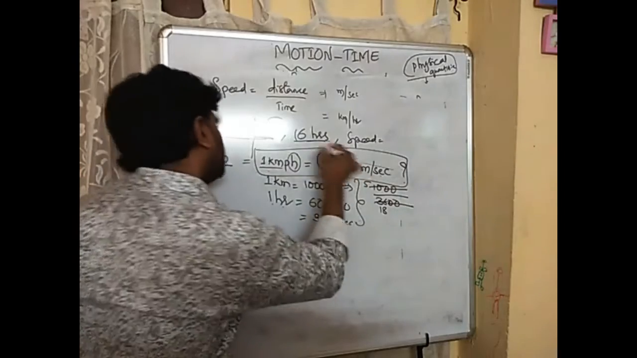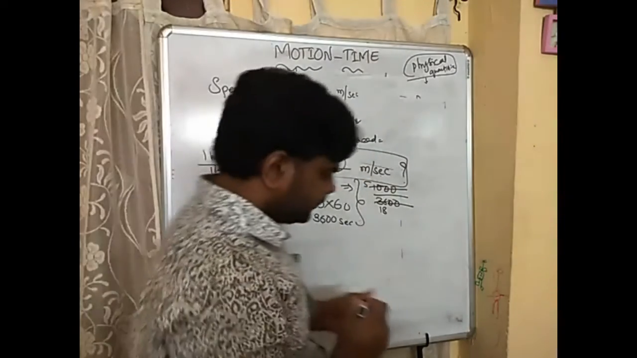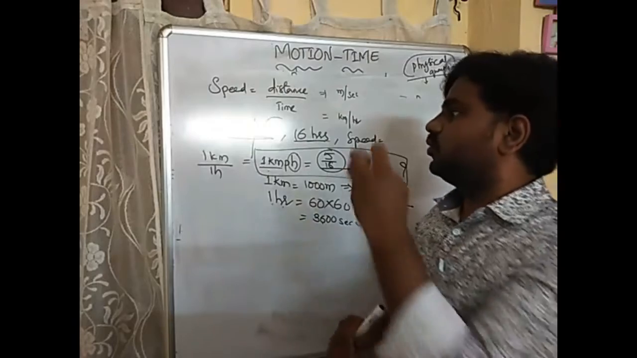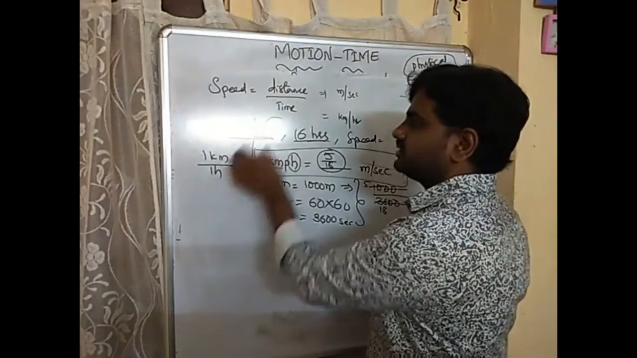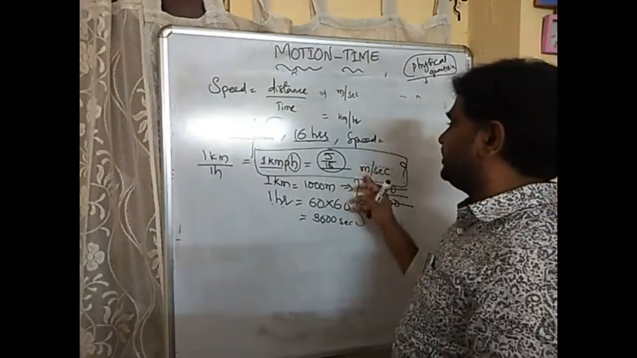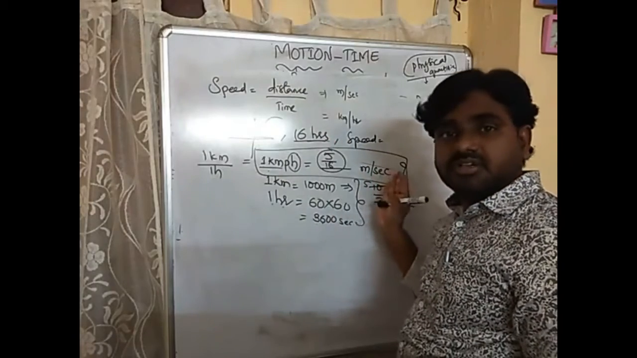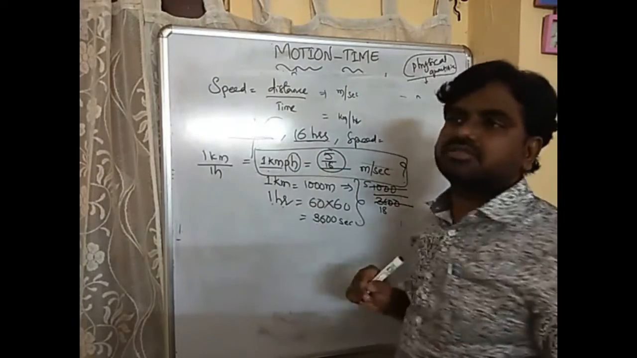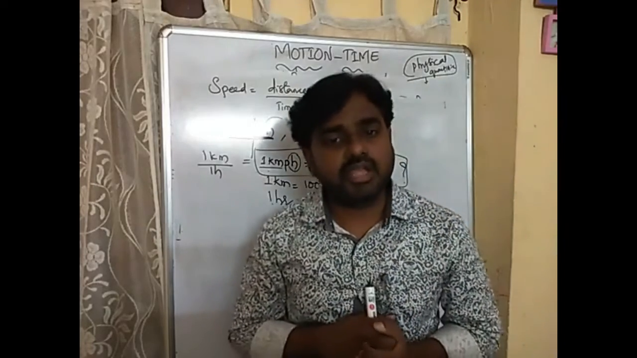So you can solve it, or else you can remember this value directly, 5 by 18 meters per second. Whenever a problem comes with kilometers and hours, you have to convert the kilometers into meters and hours into seconds. Is it clear? So remember this key point, which is very, very important from the examination point of view.